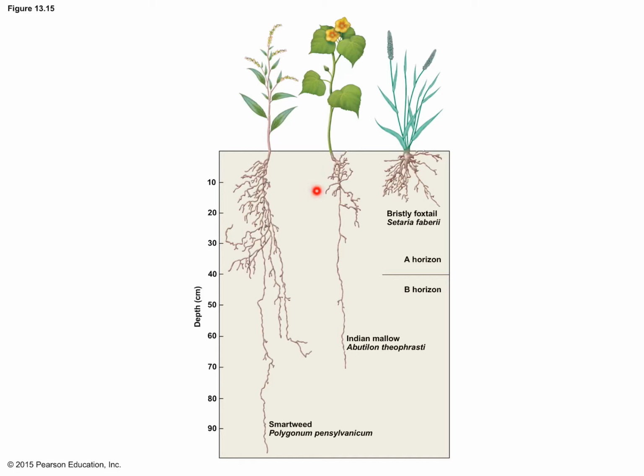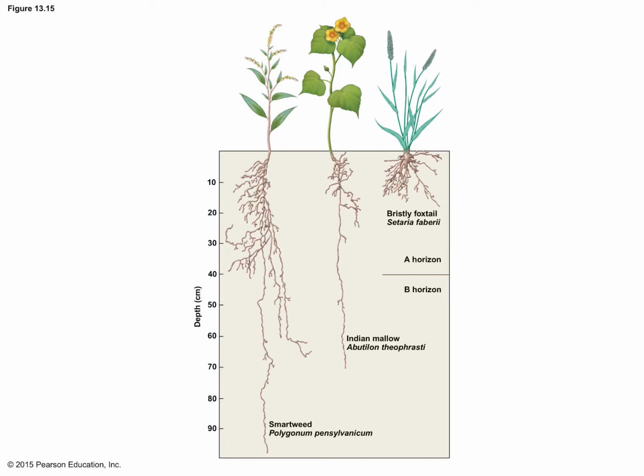Indian mallow, the second one that you see here, has a very sparsely branched taproot, sparsely branched up near the surface, but then more of a long taproot down in deeper depths, so it can access medium depth soil and water resources. It has more water early in the growing season. It can photosynthesize at low water availability as well, but not to the extent that the bristly foxtail can.